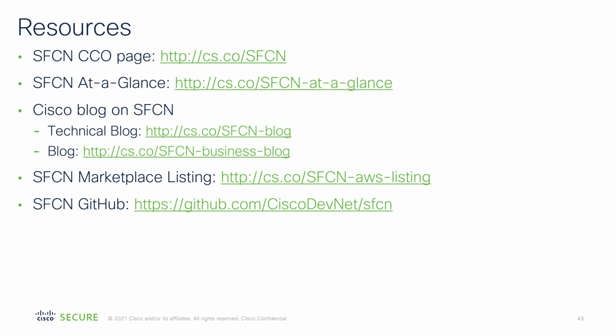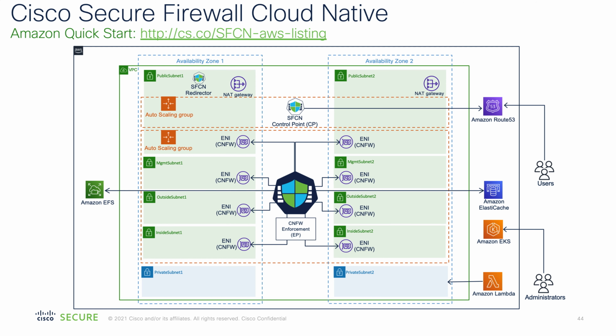Now resources, these are a few resources. We have our SFCN page, SFCN at a glance. We have a technical blog. I wrote a technical blog a couple of weeks ago where I talked about our entire architecture, traffic flow, and key components in this architecture. Feel free to refer to that blog. There is a business blog as well explaining key business values for this architecture. We have a marketplace listing. We have a GitHub link as well.